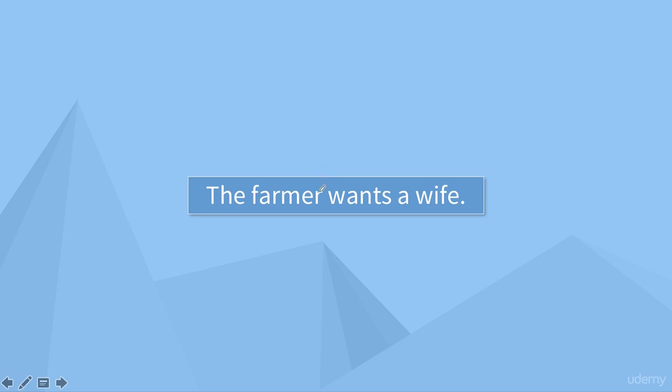All right, so this is, of course, a present simple affirmative sentence. So the structure is, as always, subject, verb 1. And the subject here is the farmer, and verb 1 is wants. The important thing to remember here is that we need to add this S. Very important. The farmer wants a wife. We should have the S.